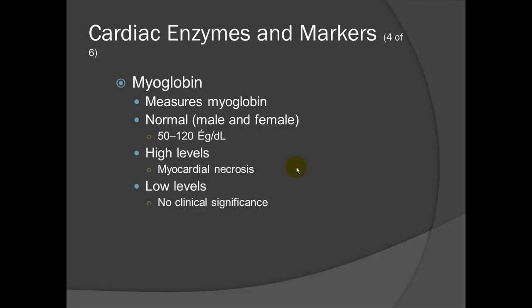Cardiac enzymes and markers. Myoglobin. Myoglobin is inside of the muscle. It's a close cousin to hemoglobin. Whenever a muscle is injured, more specifically whenever the heart is injured, it will release myoglobin into the system. So myoglobin measures myoglobin. The normal is 50 to 120. High levels would say that we have myocardial necrosis. Low levels have no clinical significance.